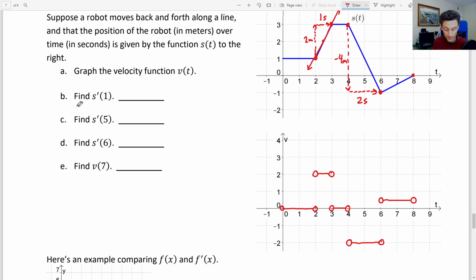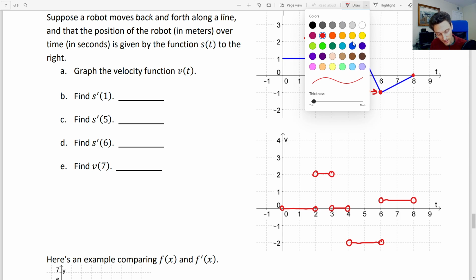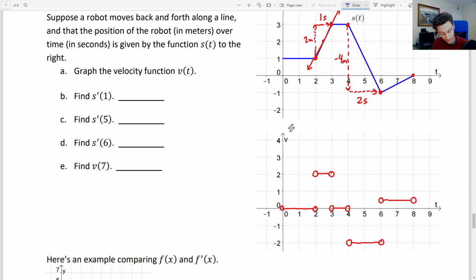So now we can use this information that we just put together in this graph to help us answer B through E. B says find the derivative of the position function at t equals 1. Well, we just found the velocity, which is the derivative of the position function. So asking what is the derivative of the position function is just like asking what is the velocity at t equals 1. So what is the velocity at t equals 1? Yeah, it's 0 meters per second.